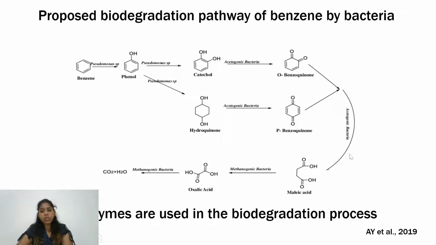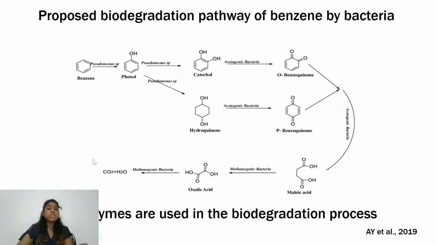And again, acetogenic bacteria convert some of these cyclic compounds, and that will convert it into malic acid. After it forms malic acid, methanogenic bacteria can convert it into oxalic acid, and further to carbon dioxide and water. So our final aim for biodegradation is to convert it into carbon dioxide and water, which is abundantly available in the environment and not harmful.